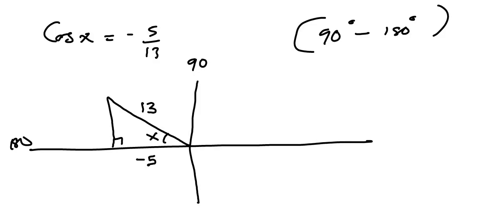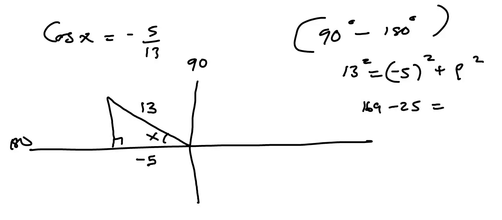So we say 13 squared is equal to negative 5 squared plus the side that we don't know. I'll just call it p. By the time you are done, this is 169 minus 25, which will be p squared. This will be 144 is equal to p squared. You get p to be 12.